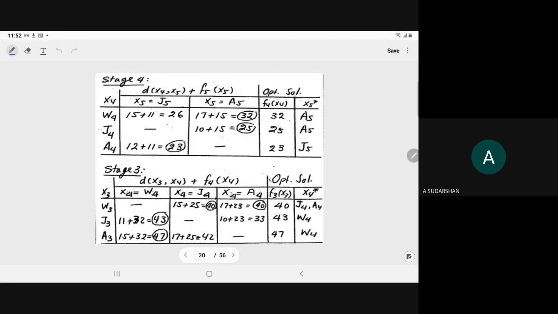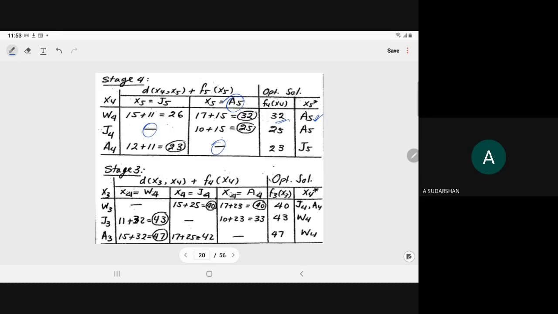Similarly, stage 4. In stage 4, you have to reach the cities W4, J4, A4, either from J5 or A5. Here we haven't a feasible route. So we take the maximum of d4(x4) plus f5(x5). It will be 15 plus 11, 17 plus 15, so 26, 32. So the maximum is 32. That 32 we are getting from A5. So that's why here we have written A5.